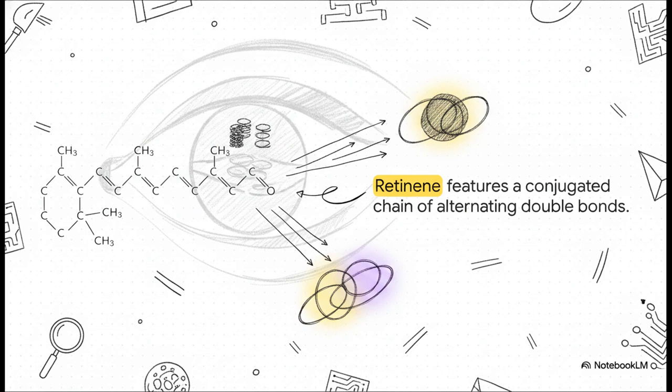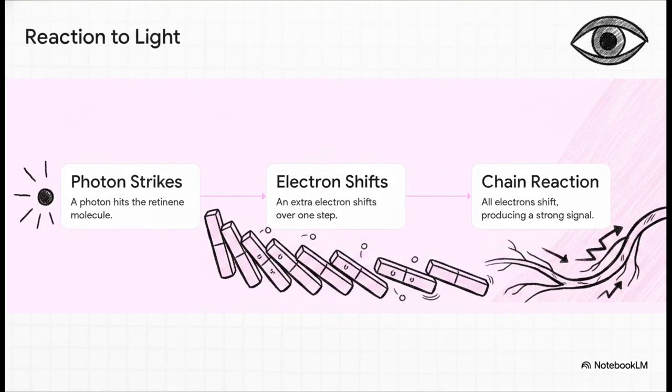It features a conjugated chain of alternating double bonds along its side. In physics and chemistry, this specific structure is notorious for absorbing light intensely. Think of those alternating double bonds like a tightly packed row of dominoes. When a photon strikes the molecule, an extra electron at one of the double bonds gets bumped over just one tiny step. But that instantly causes all the other electrons in the chain to shift, producing a massive cascading effect. Instead of just moving an electron a tiny atomic distance, the chain reaction moves the electrical charge across the entire molecule, firing a strong, clear electrical signal straight to the optic nerve.